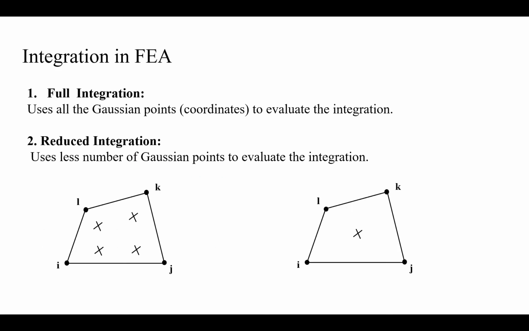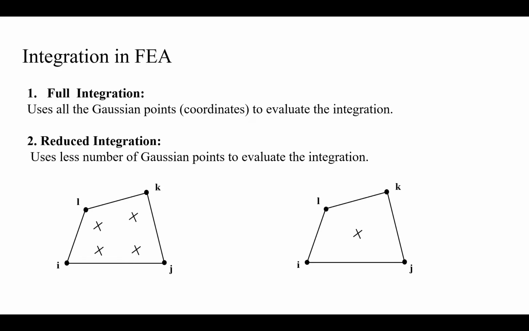So in FEA, we are using Gauss quadrature to find our integration. We have two methods in almost every software that you use, whether you use ANSYS, Abaqus, or any other FEA software. We have full integration, as the name suggests. We use all the Gaussian points that we need, or reduced integration, which uses a smaller number of Gaussian points.